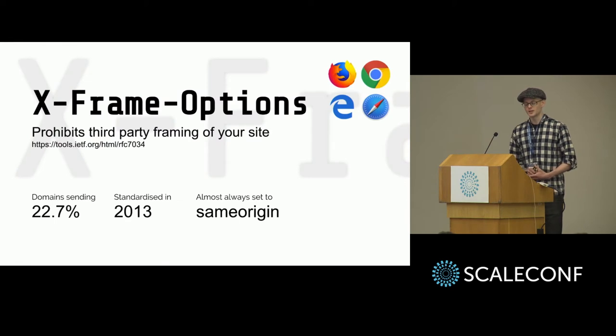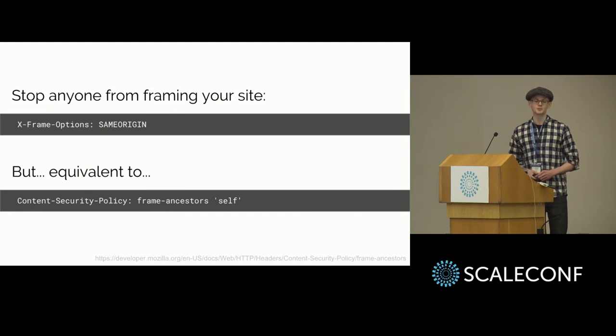And the final one, which came out of this research, which I found interesting, was X-Frame-Options. This is a very popular header, and it's very narrowly defined. It does one single, very singular thing, which is to prevent your site being framed by another site. And this is generally a reasonably good idea. It's supported by all the browsers. The problem with it is that there is actually just a better way of doing it.